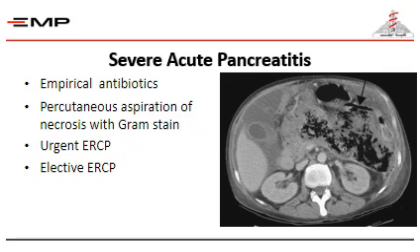In patients with severe acute pancreatitis, it is reasonable to start antibiotics in patients who appear septic while awaiting the results of culture. Once the cultures are negative, the antibiotic should be discontinued to minimize the risk of developing fungal superinfection. Percutaneous aspiration of necrosis with Gram stain and culture should generally not be performed until at least 7 to 10 days after establishing a diagnosis of necrotizing pancreatitis, and then only if there are ongoing signs of possible pancreatic infection such as sustained leukocytosis, fever, or organ failure.